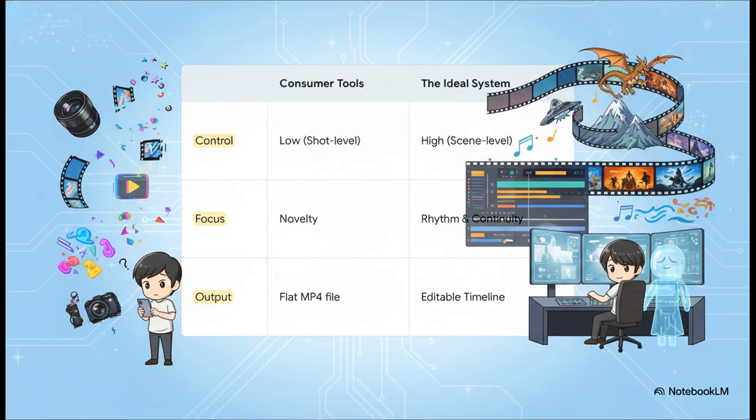So let's just bring this all together. This table really sums up the giant leap from the consumer tools we have today to the ideal AI filmmaking system we're talking about. It's the difference between low, shot-level control and high, scene-level control. It's moving from a focus on just novelty to a focus on real cinematic rhythm and continuity. And maybe the most important part of all, the output isn't a flat, unchangeable MP4 file, it's a fully editable timeline, something a human artist can actually open up, tweak, and collaborate with.